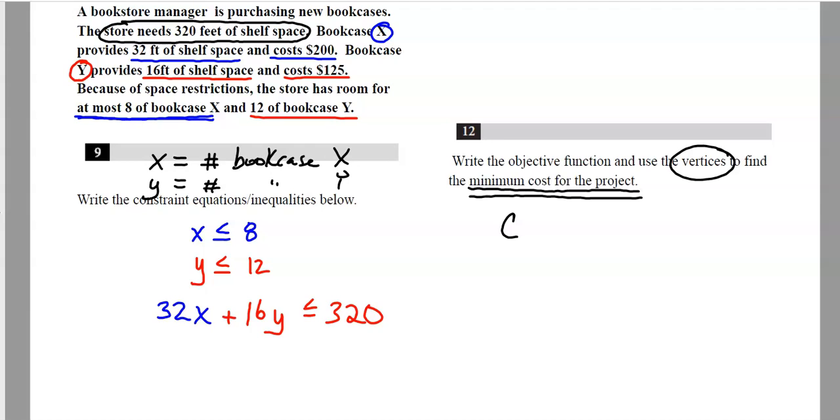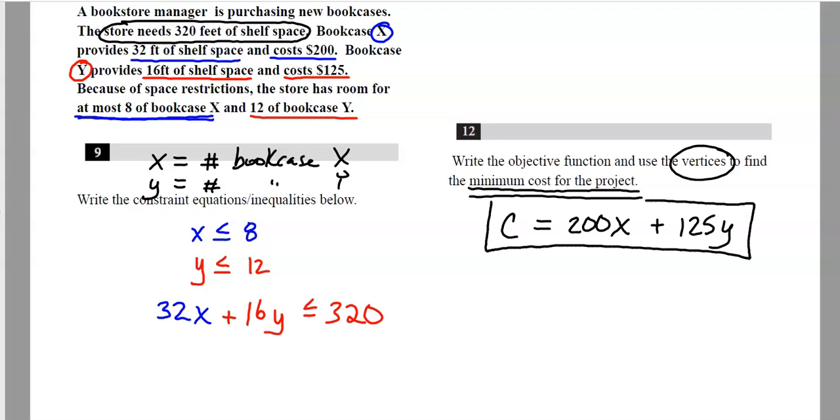So the cost for the project is, well, it's going to be $200 times every X bookcase. And the Y ones are smaller, so they're cheaper. They're $125 for every Y. So eventually, this is going to be the equation where I plug in my vertice points to see how to minimize costs. Like, I don't want to spend a bunch of money. All right? So I think we got 9 and 12 partly knocked out now. Let's go and do some graphing.